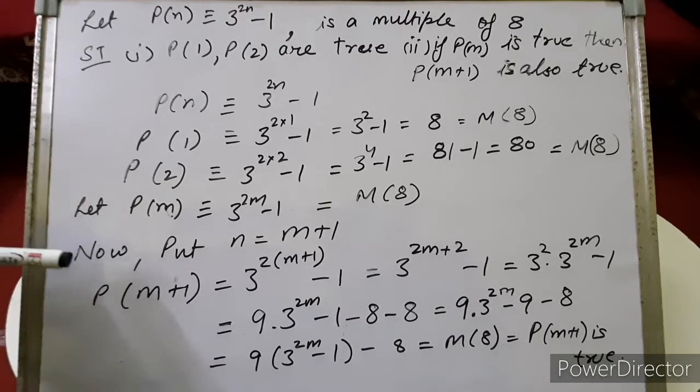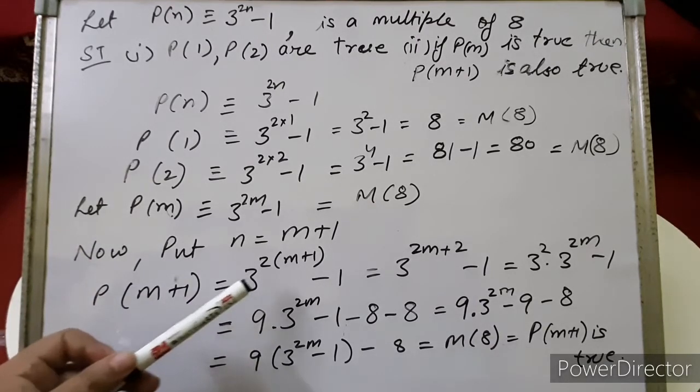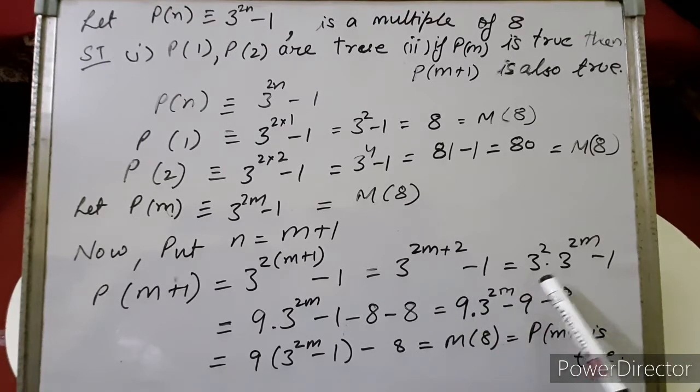That means when we put n equals m plus 1, we'll get the statement as 3 to the power 2 bracket m plus 1 minus 1. So this 2 will be multiplied inside the bracket. It will be 2m plus 2 minus 1 here, like this. Right, children? And this 3 to the power 2m plus 1 can be written as 3 square into 3 to the power 2m minus 1. So now let's see here, 3 square will become 9, so 9 into 3 to the power 2m minus 1. Let's see what we'll do here. We'll add and subtract 8. Remember, adding and subtracting 8 here.